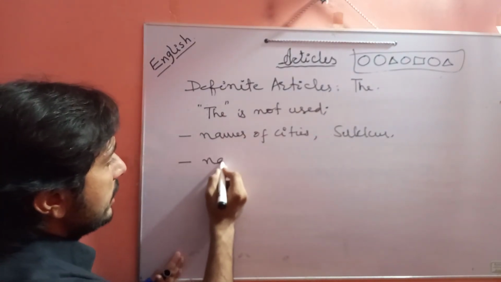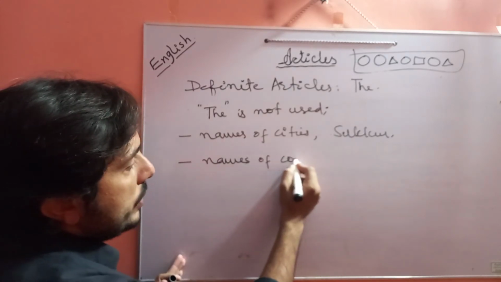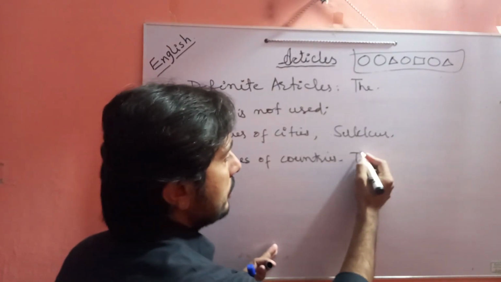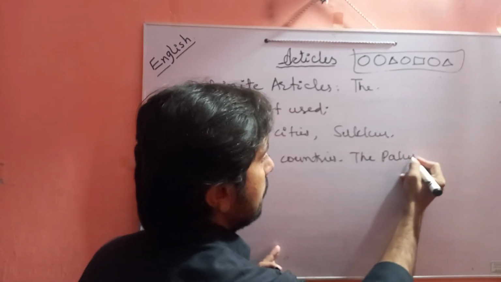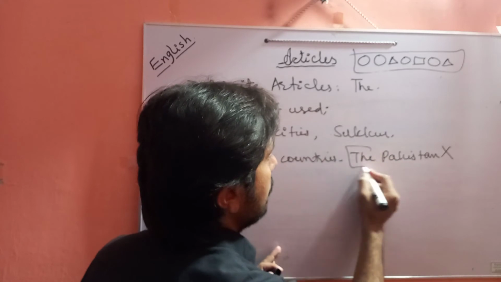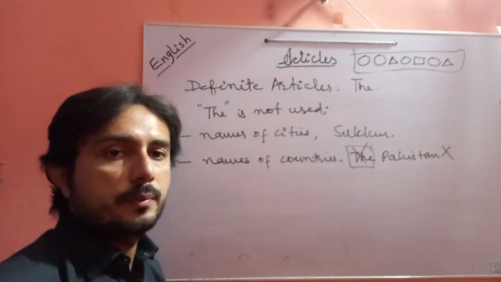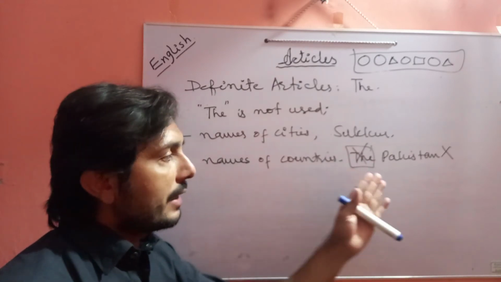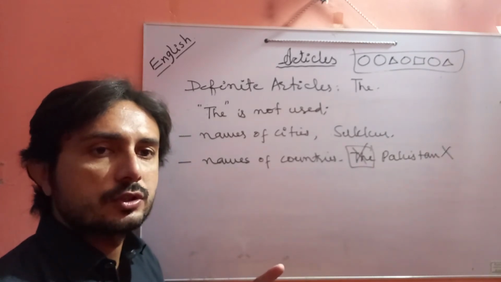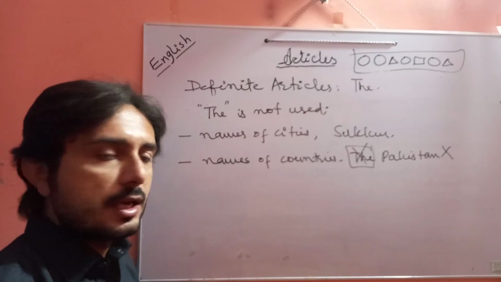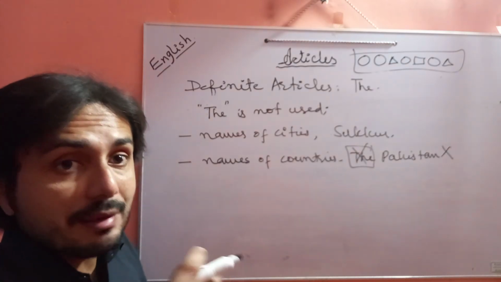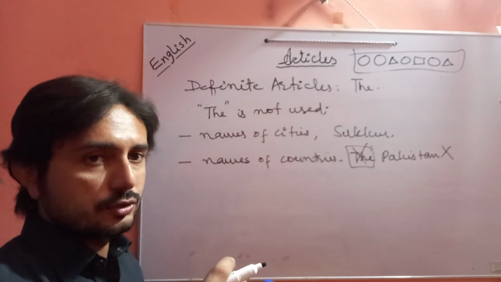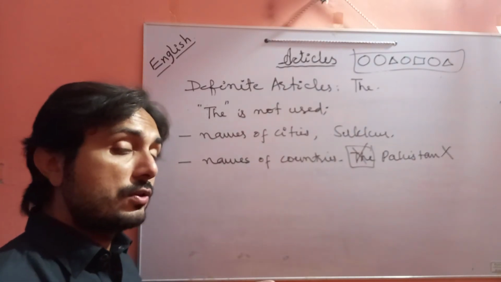It is never used with the names of countries as well. We never say the Pakistan. It is totally wrong. We do not use the with Pakistan or the India or like that, unless the name of that country is a compound noun, like I told you, the USA or like that. So at that place you can use it, or like the Middle East. You never say the Dubai. No, that is only Dubai. But if you are using the Middle East, then you have to use the.